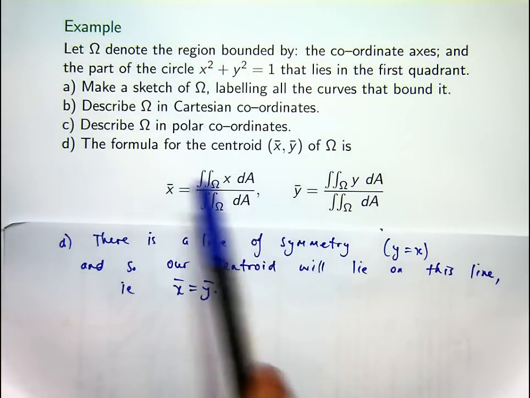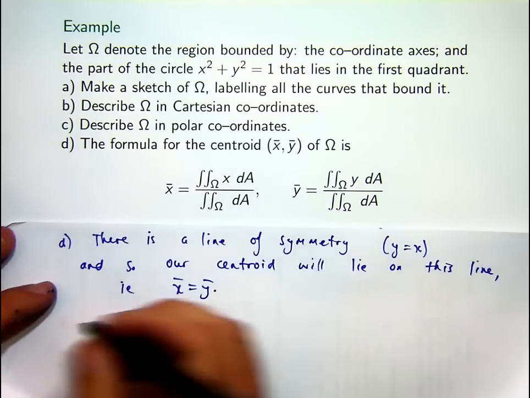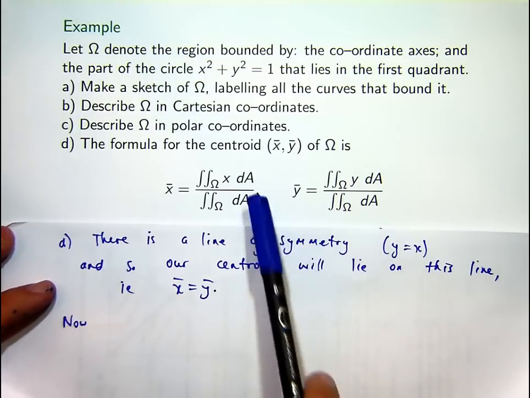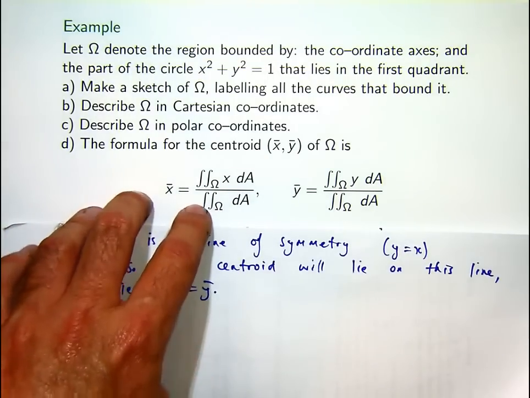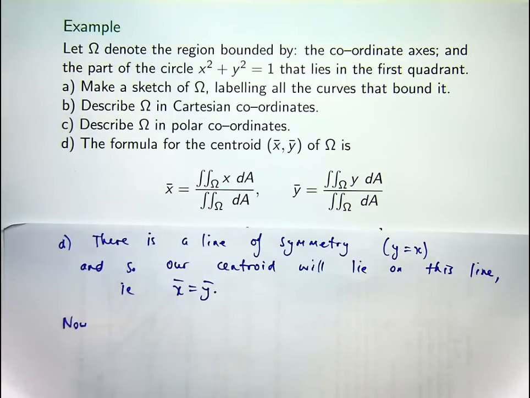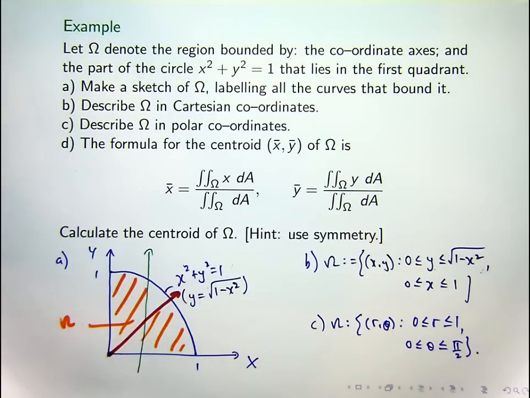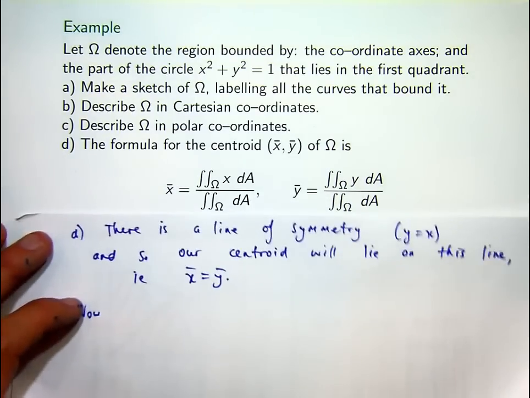So let's calculate x bar from this. All right, let's look at the denominator first. The double integral over omega. So physically, geometrically, what does that mean? It's the area. It's the area of omega. Now, if omega is a simple region, a very simple region like this, you can just calculate the area of that region just by using simple high school methods, right?